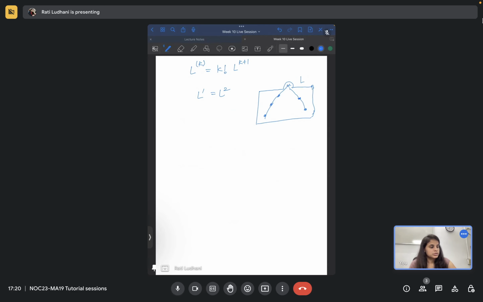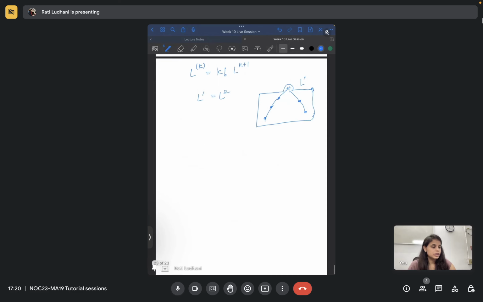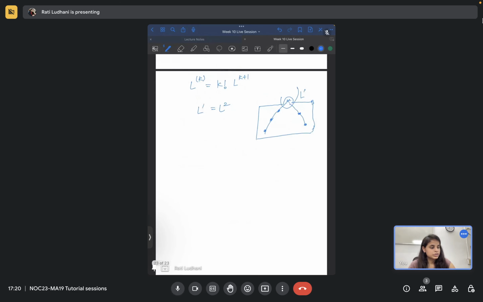Okay. So in the linear order, there's an order. Now you added a star. If you remove it, you'll get this and this. So this will be L and the other one will be L. So this will be L square. So L dash is the same as L square.